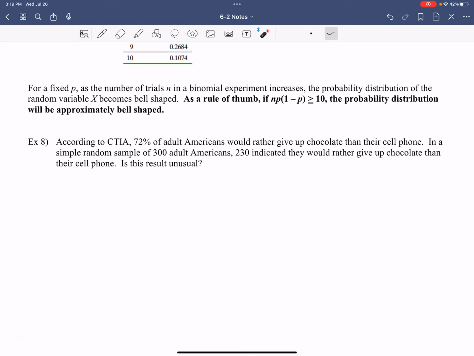Okay, so here's the last concept of this section. I know this was a big one, right? We've got this, so we're so good. Okay, so here's the last concept.